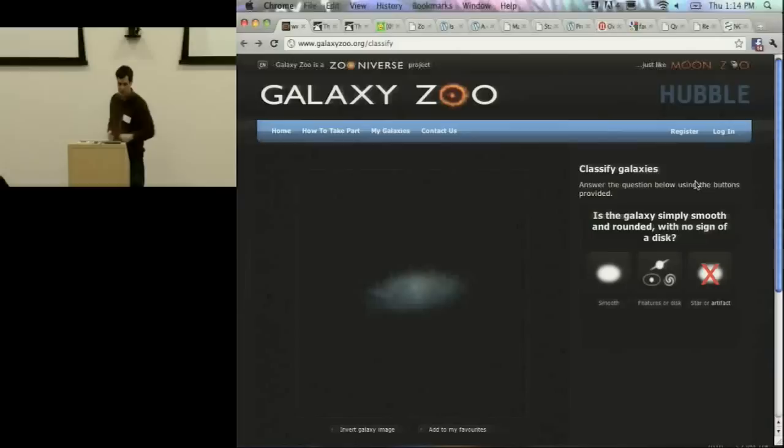Originally they were doing it from the Sloan Digital Sky Survey, which is a different telescope, and they classified something like 1 million images. Actually, they classified all of the images many times over. It's not just one person shown one galaxy; I think they ended up getting 30 people to classify each galaxy. And they did various things.